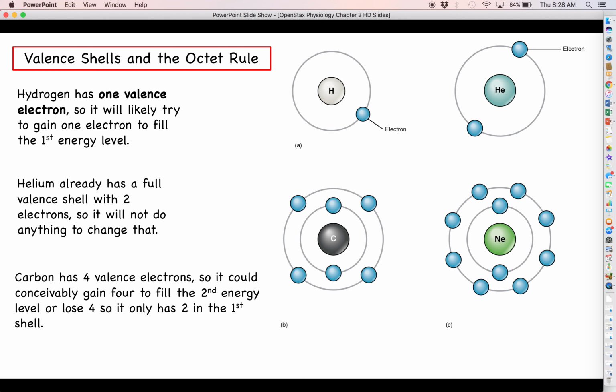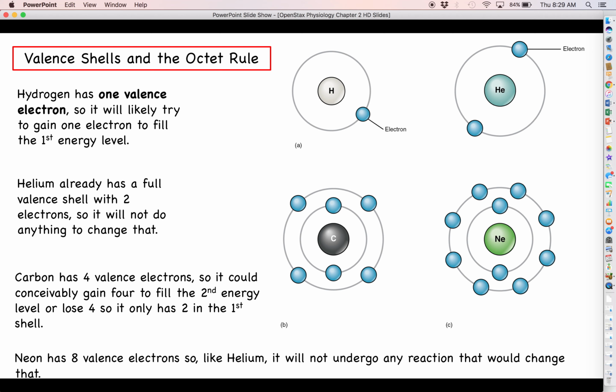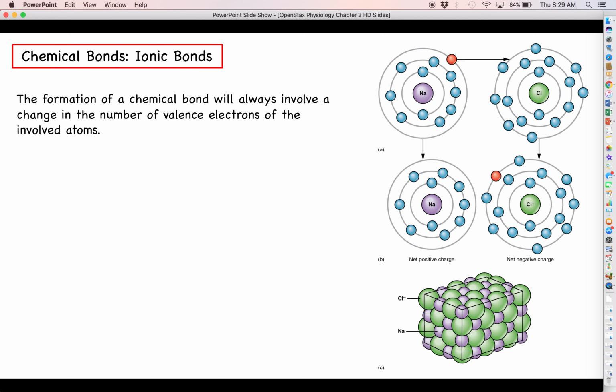Carbon has 4 valence electrons, so if you're thinking about this rationally, you could see it going either way. It could either pick up an extra 4 electrons to fill its second level, or it could get rid of the 4 that it has to make that second shell disappear, meaning it would only have 2 valence electrons in the first shell. Now, carbon's going to be a little bit funky, and we will address what carbon likes to do later on in the chapter, so don't worry about it too much right now. And then neon, similar to helium, has a full valence shell. It has 8 in its second level, so it is not going to want to react with anything because it has already satisfied its octet requirement.